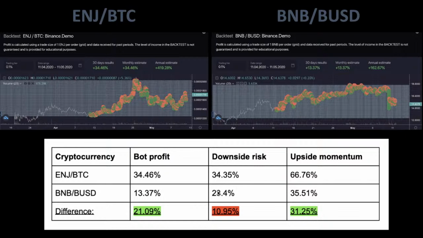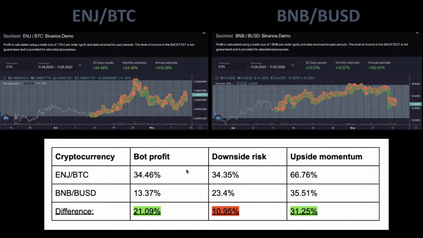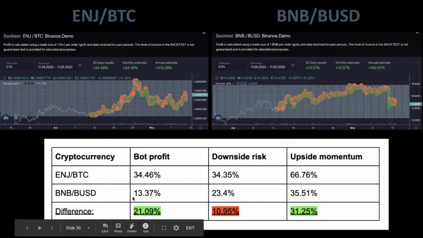So that would be an option for those looking for minimized risk. And if we divide the bot profit by the downside risk, we will find out the cost of 1% in profit. So dividing bot profit by the downside risk, 34 by 34, that would be 1. So that means that for each percent profit of ETH, we take 1% risk. But if we divide the bot profit of BNB by the downside risk, you see that for a given profit there would be a higher risk.